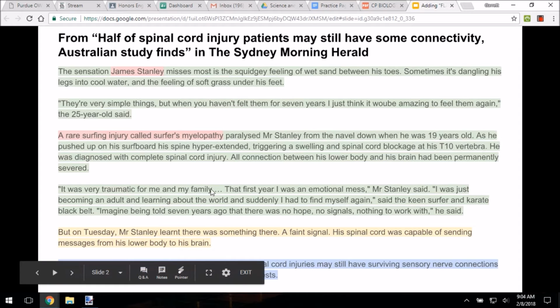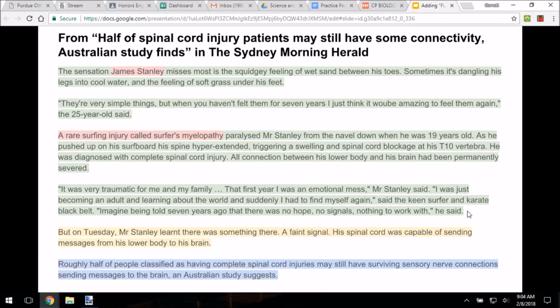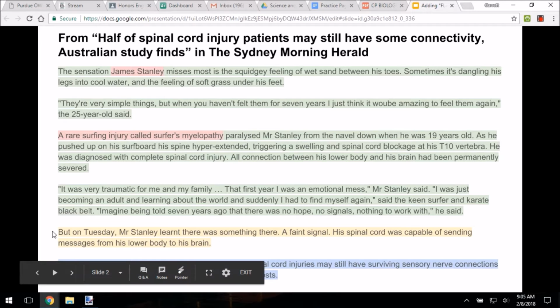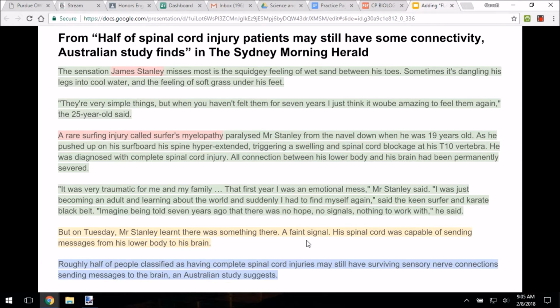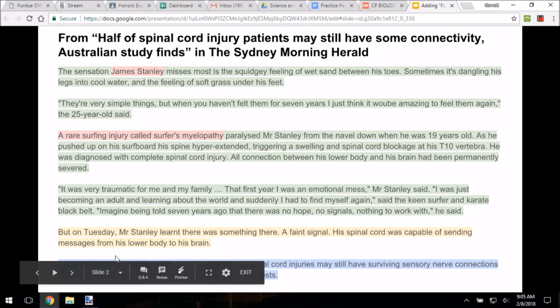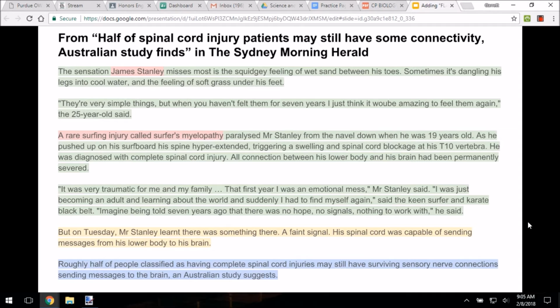You can see here there's basically four parts. First, they're describing the story and giving details of that person. They're also introducing what the topic is going to be that they're talking about. Then they give a transition: "But on Tuesday, Mr. Stanley learned there was something there, a faint signal. His spinal cord was capable of sending messages from his lower body to his brain." And then that lets them transition into the final part, which is ultimately going into your main point. So in this case, they say, spinal cord injuries, you may still have surviving nerve connections according to this study. That is their point for this article. That's why they're writing about it.